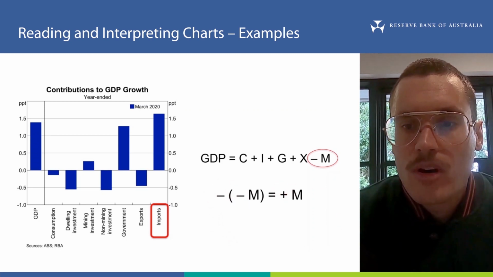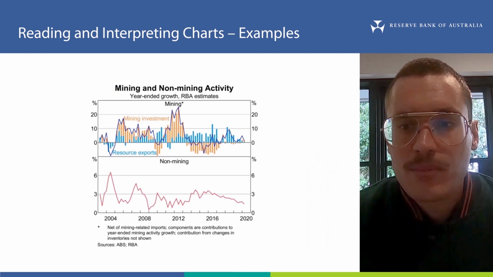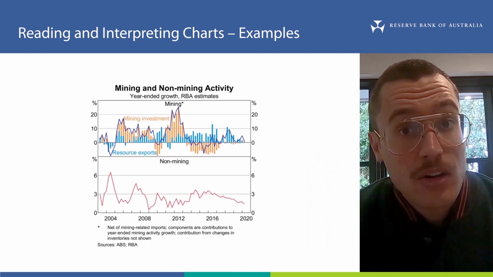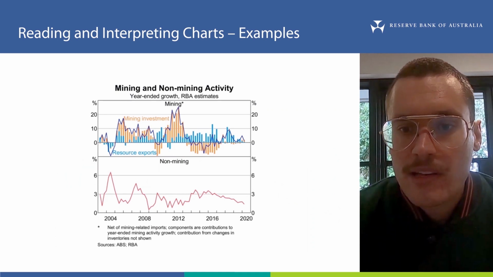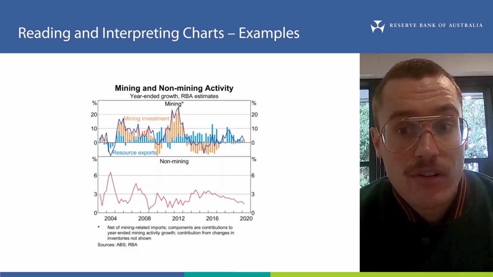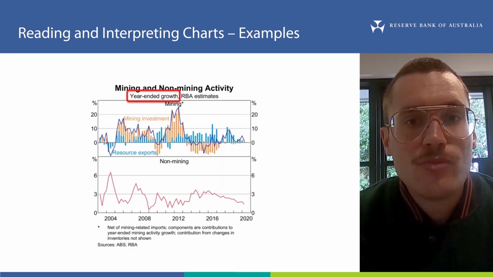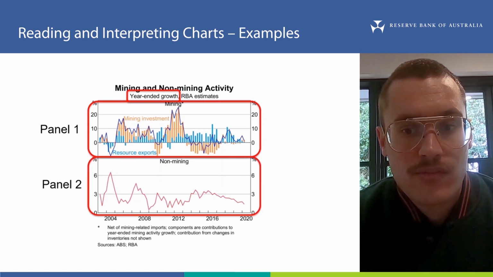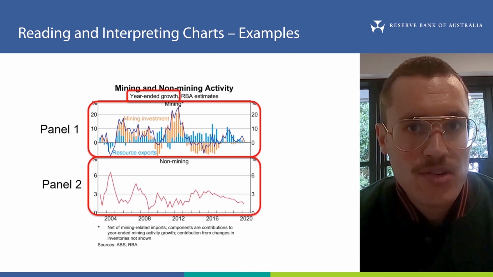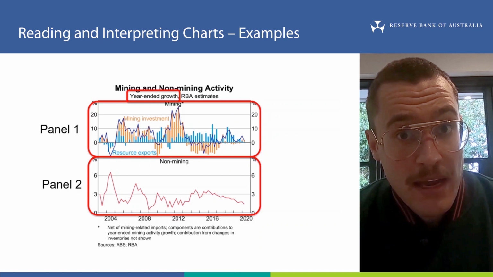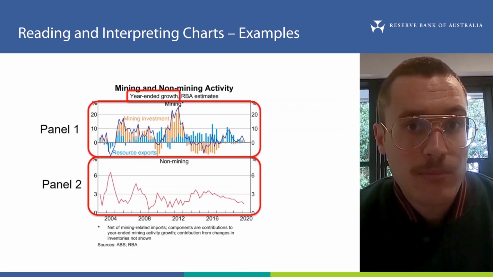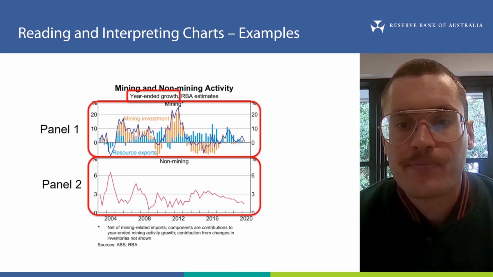Let's look at a slightly more complex chart. This chart splits the economy into the mining and non-mining sectors. The subtitle tells us we're looking at year-ended growth. This chart has two panels, which are separate areas of the chart. All of the information from the main titles applies to both panels. For example, the series on both panels are showing year-ended growth.